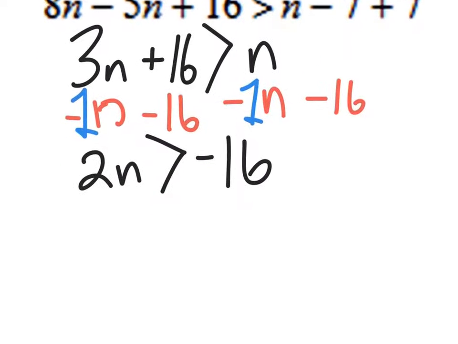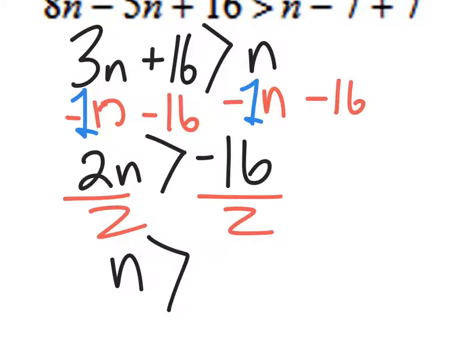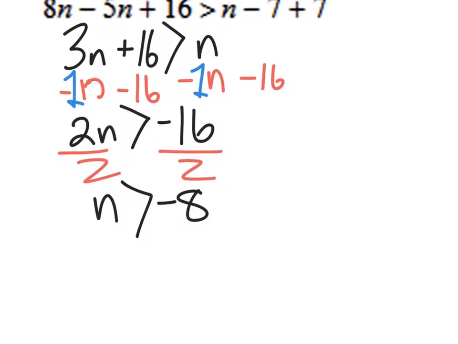All right, what happens next? Let's divide both sides by 2. And when we do that, n is greater than negative 8. All right, so how do we graph that? What does this look like?